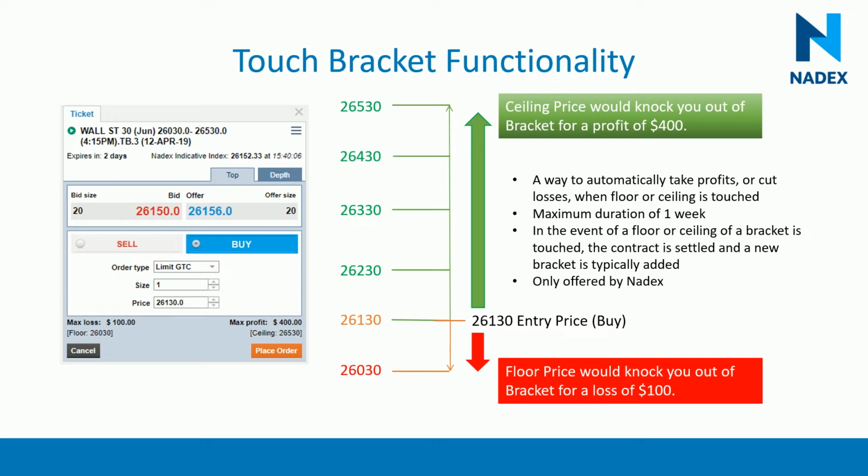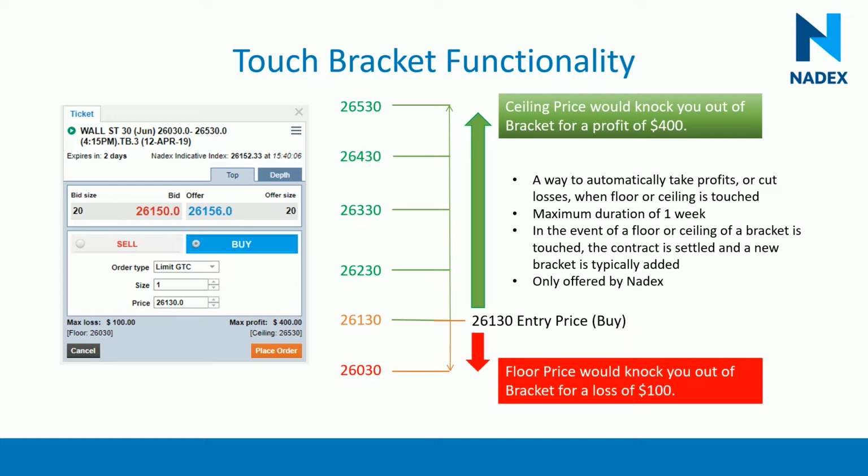A touch bracket is basically a range. So if we look at the order ticket, we see again the Wall Street 30, and the range is 26130 to 26530. That's the entire range of the contract, right? We see the bid offer. These track very linearly with the underlying market. That's how they're designed. When I'm buying a touch bracket, I look to the floor and ceiling.